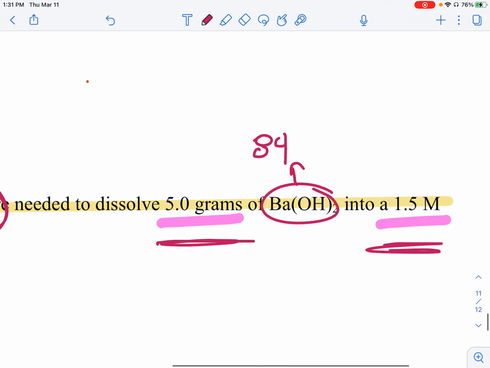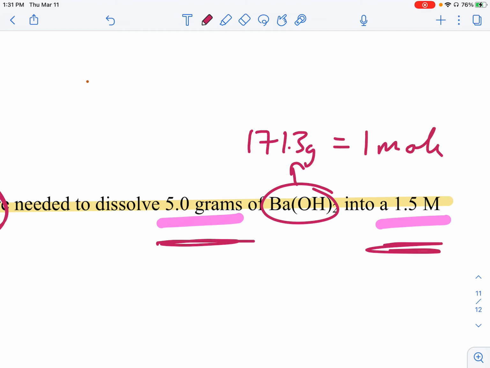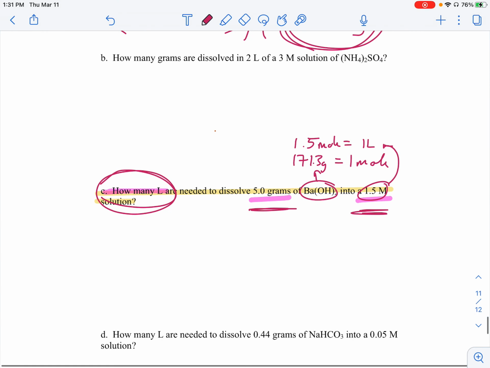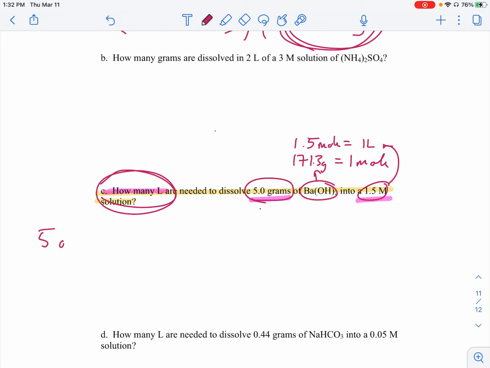So the molar mass of that is, oh no, I put 84, I didn't mean to put 84. It's 171.3 grams equals 1 mole. And then this equality gives me 1.5 moles, 1 liter. So now I have all my equalities laid out, and I know what I'm starting with is 5 grams.